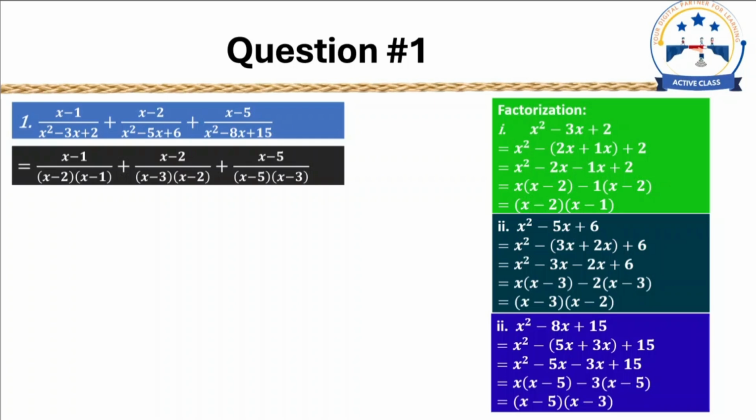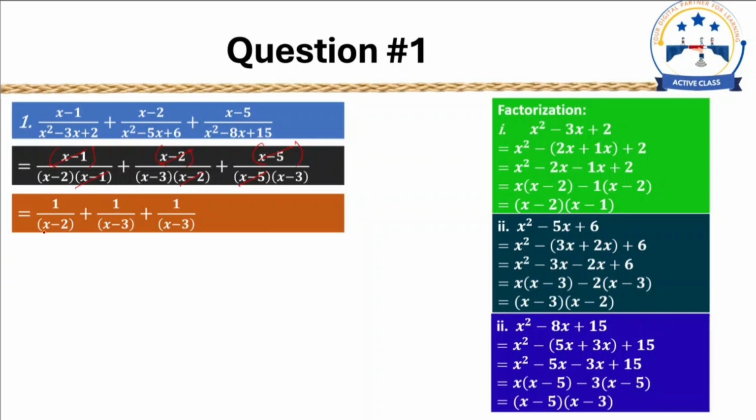After factorization, the second step is, if possible, cancel the same factors from the denominator and numerator. So x minus 1 and x minus 1, they are the same factor. Again, x minus 2 and x minus 2, they are the same factor. x minus 5 and x minus 5, they are the same factor. Let's write the remaining.